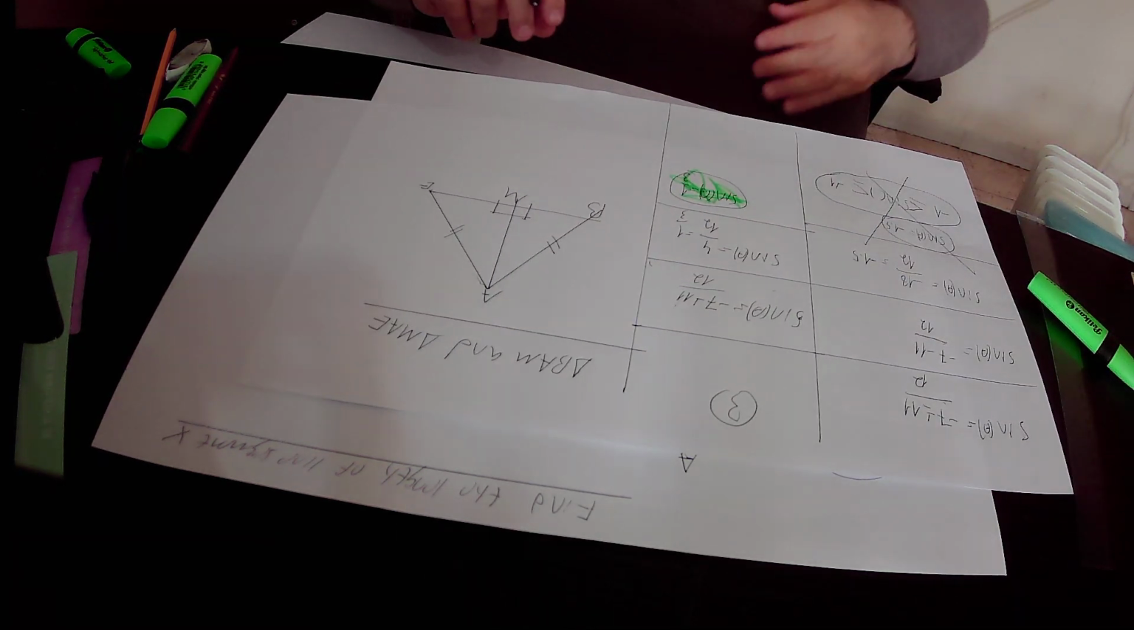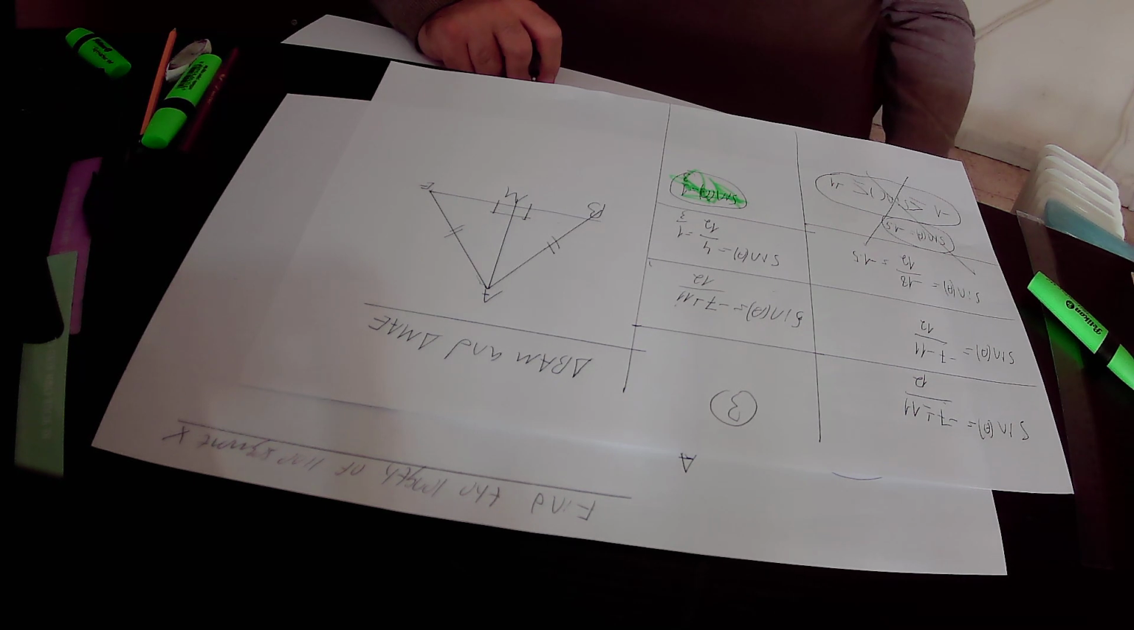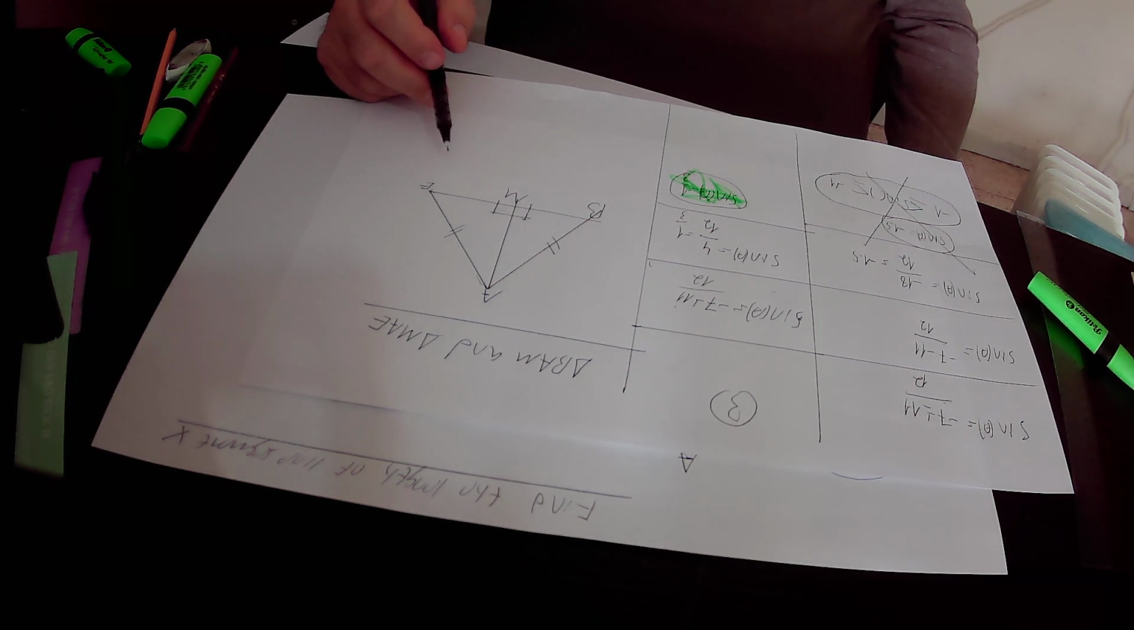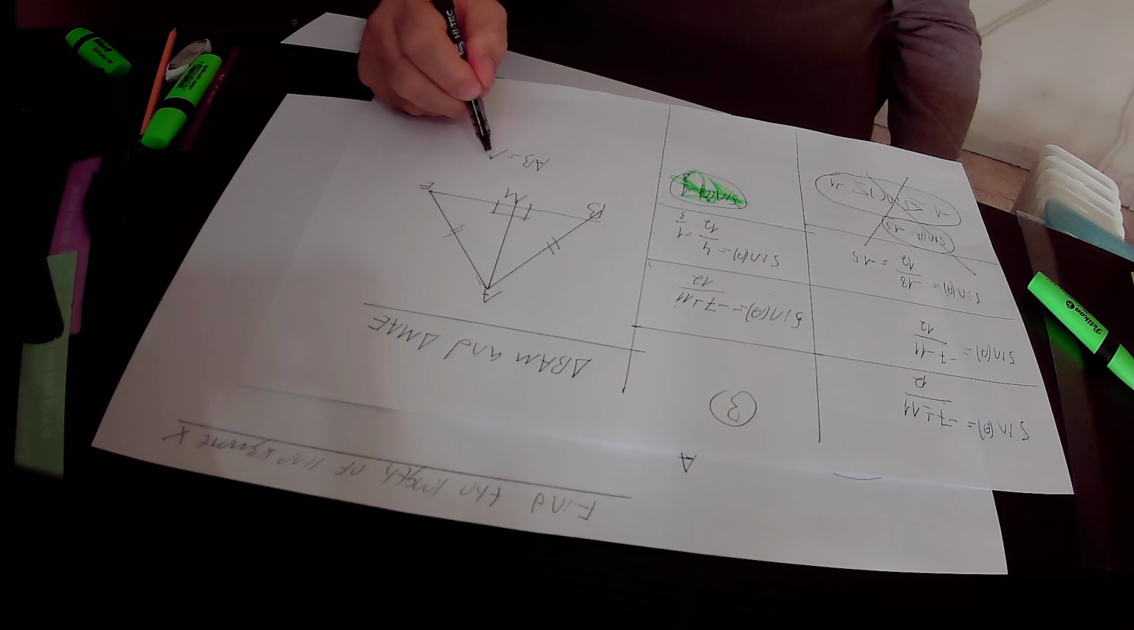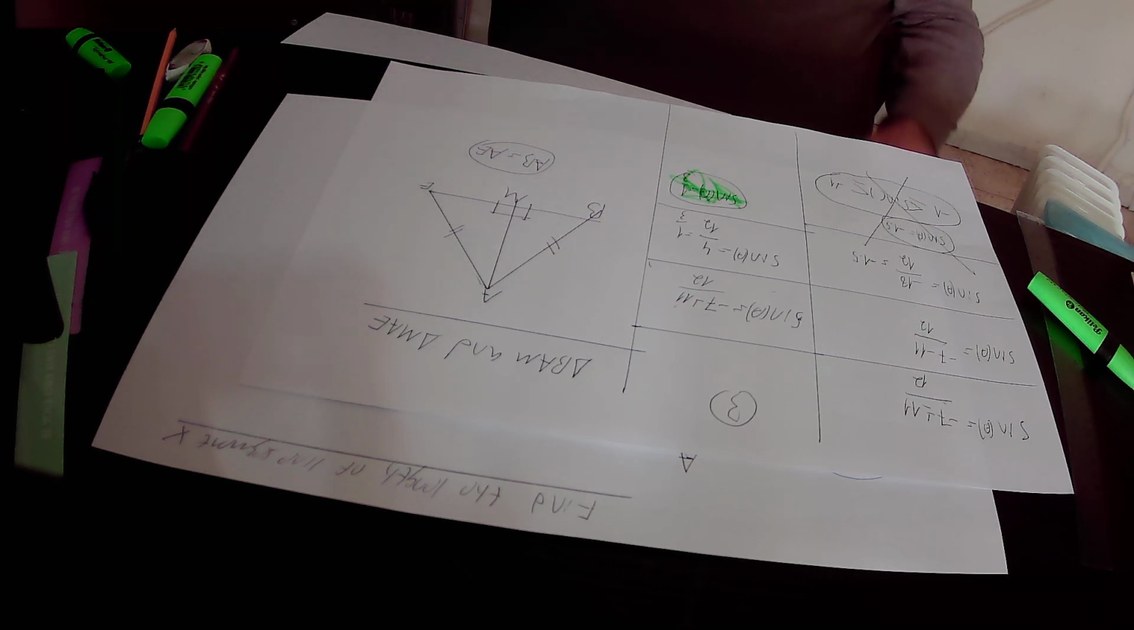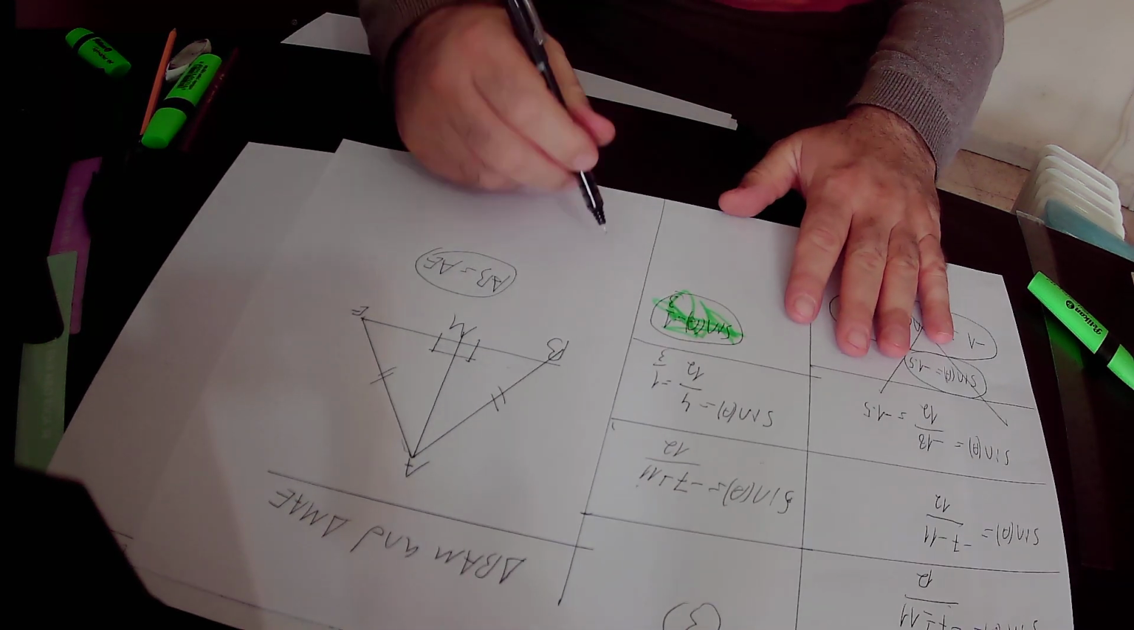Actually, before that, we will focus on the isosceles triangle BAE. Triangle BAE is an isosceles triangle because, according to what is given in the question, AB is equal to AE. Therefore, triangle BAE is an isosceles triangle. I will write it down.